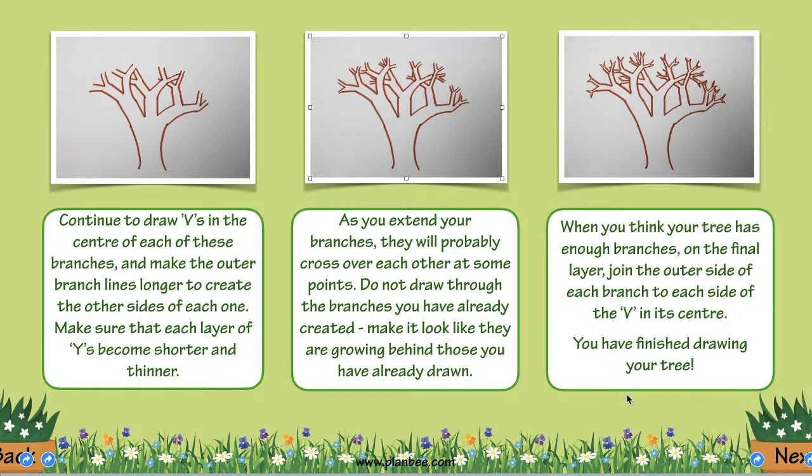Okay, so when you think your tree has enough branches, on the final layer, join the outer side of each branch to each side of the V in its centre. You have finished drawing your tree. Okay, so does that make sense? So you see they've been attached here. So they're not open like these ones here. They've got a final sort of point towards those branches.